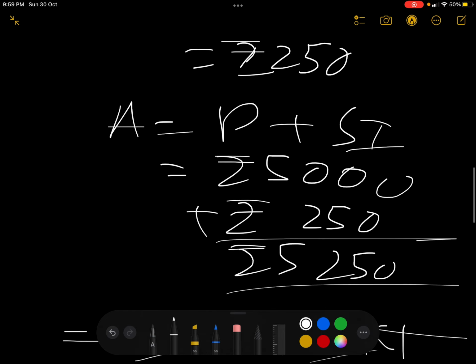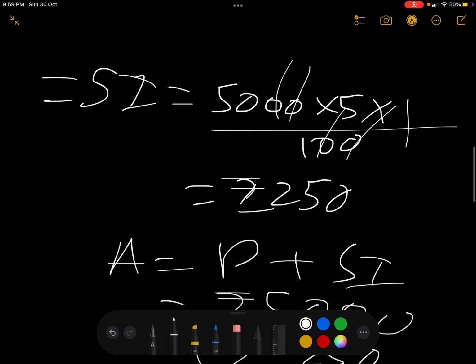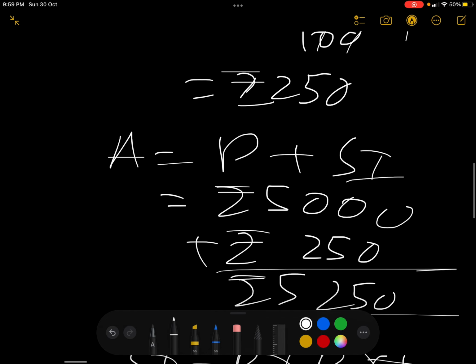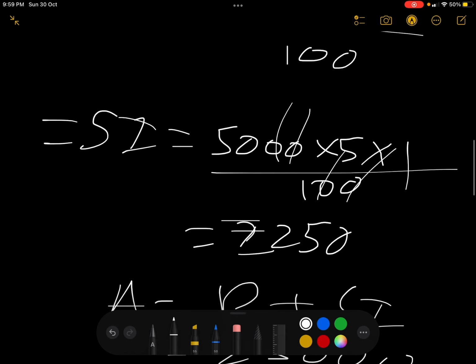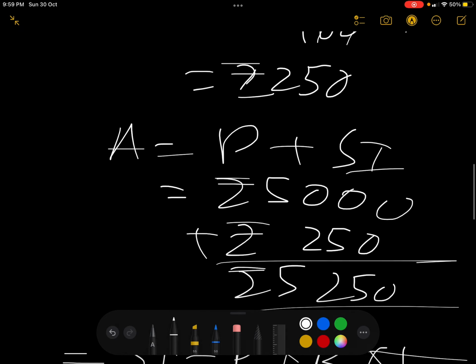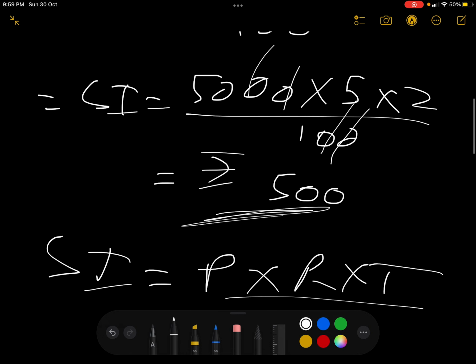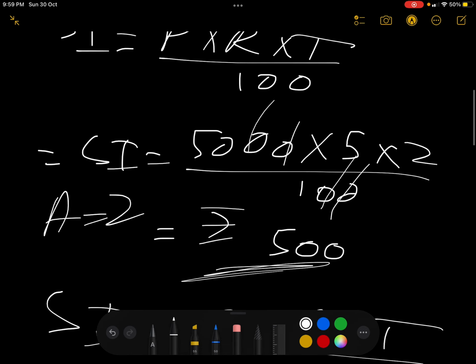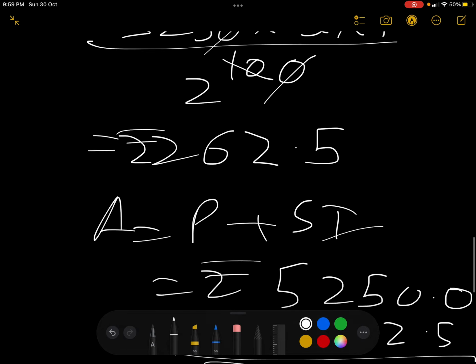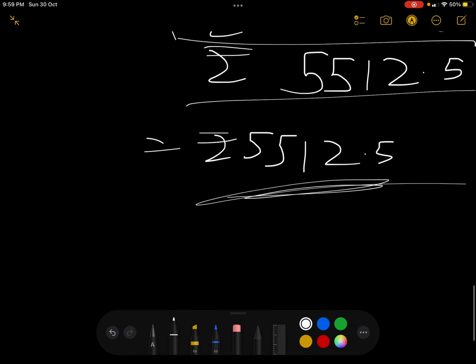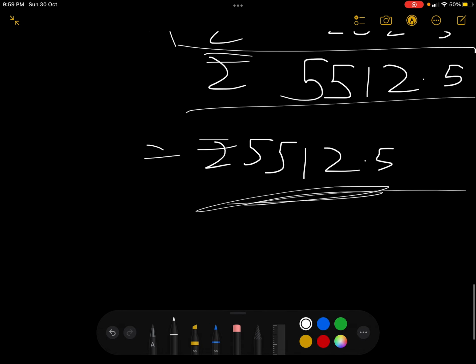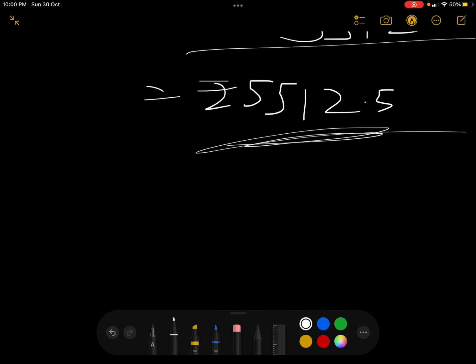Whereas in case of your simple interest, the amount would have been, what was our simple interest here? It was rupees 500. So in that case your amount would have been rupees 5,500. Amount is principal plus simple interest. Whereas now it has become 5,512.5. So that's the difference here. The amount has basically increased in compound interest.